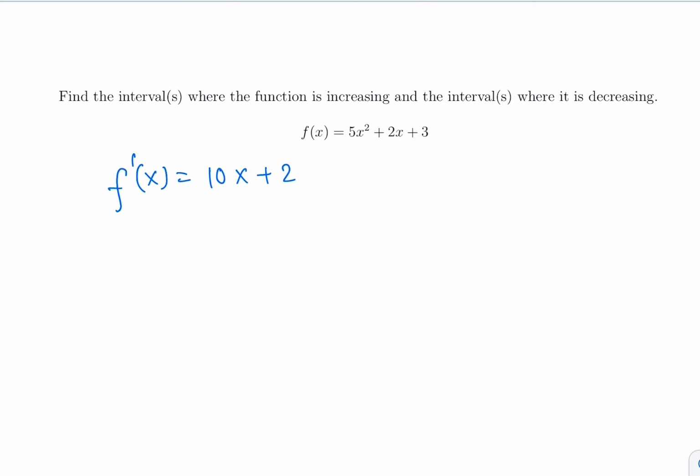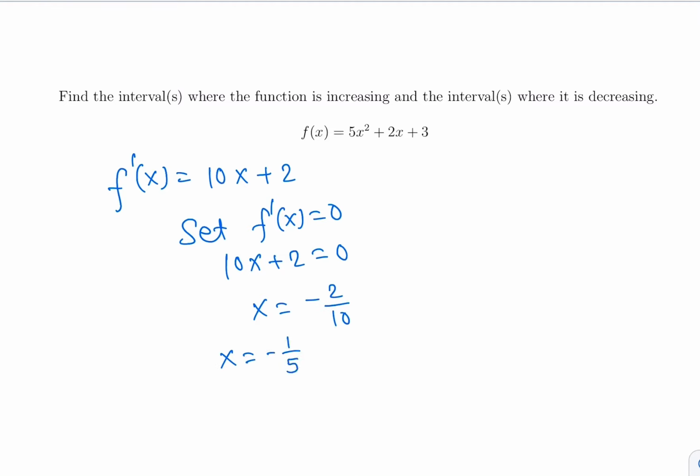Don't have to write that. Now we set the derivative to 0. That is 10x plus 2 equals 0. Solve for x. Subtract 2 from both sides. Divide by 10. So x equals negative 1/5. 2 goes into 10 five times. So this is the critical number for this function. That means the shape of the graph changes from increasing to decreasing or from decreasing to increasing.